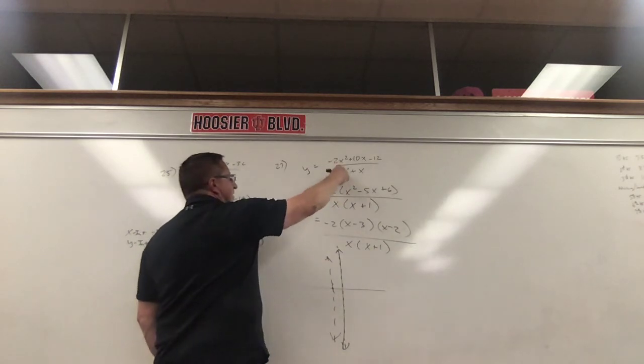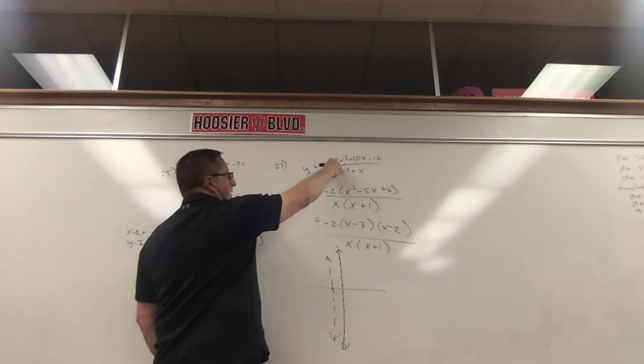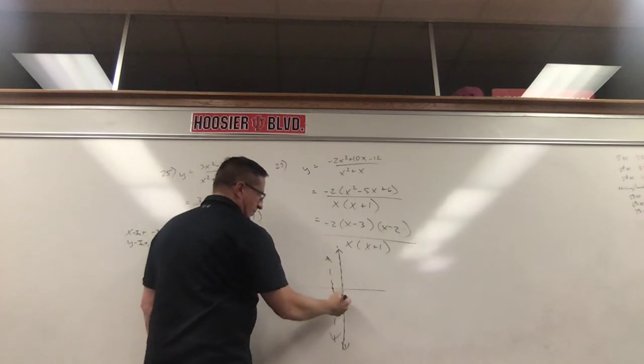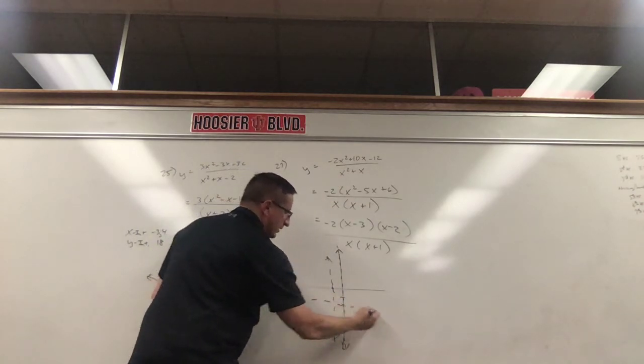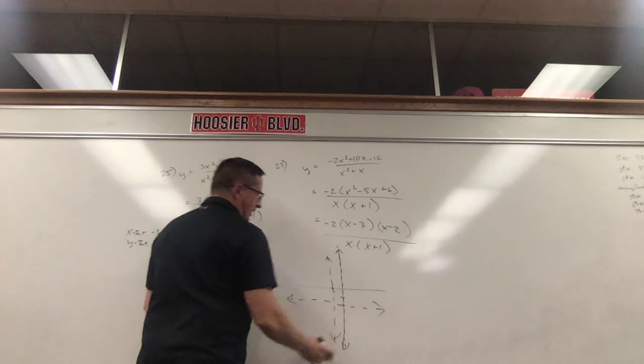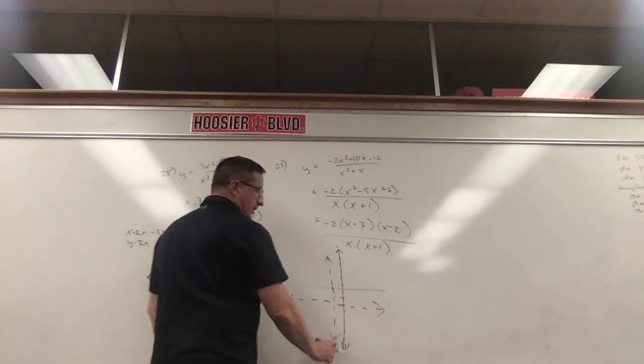And the degree of the top is the same as the degree of the bottom. Take the lead coefficient here, negative 2 over positive 1, which is negative 2. So at negative 2, we have our horizontal asymptote. So we have 3 areas, the left, the right, and that little teeny part right there in the middle.